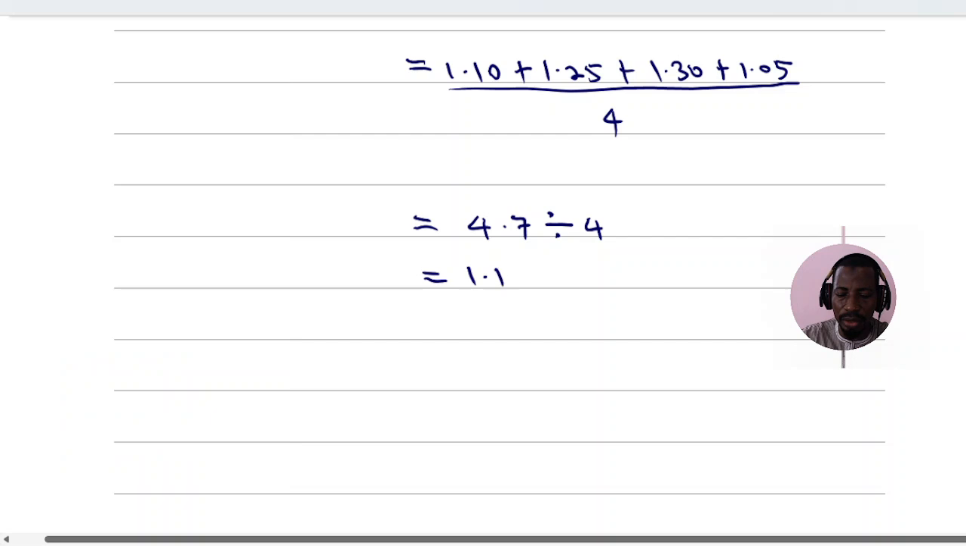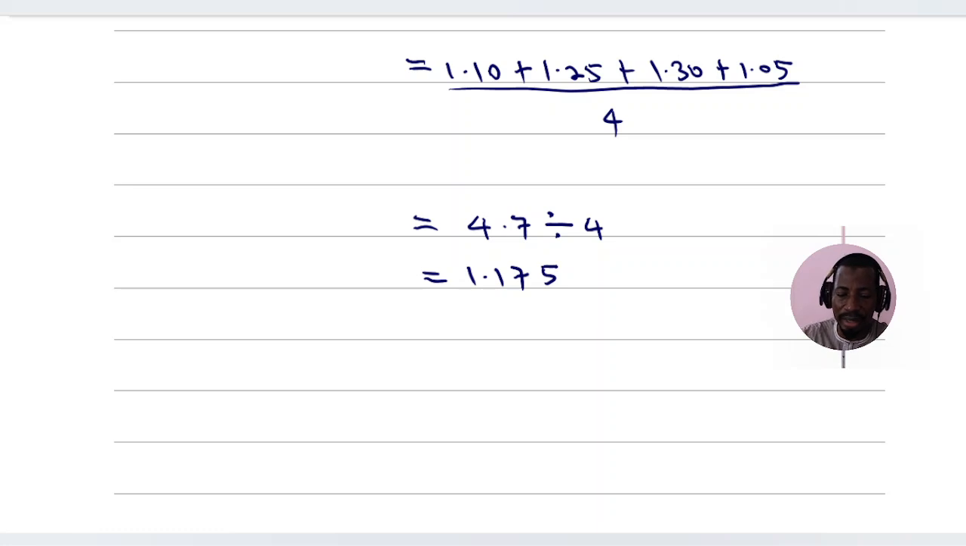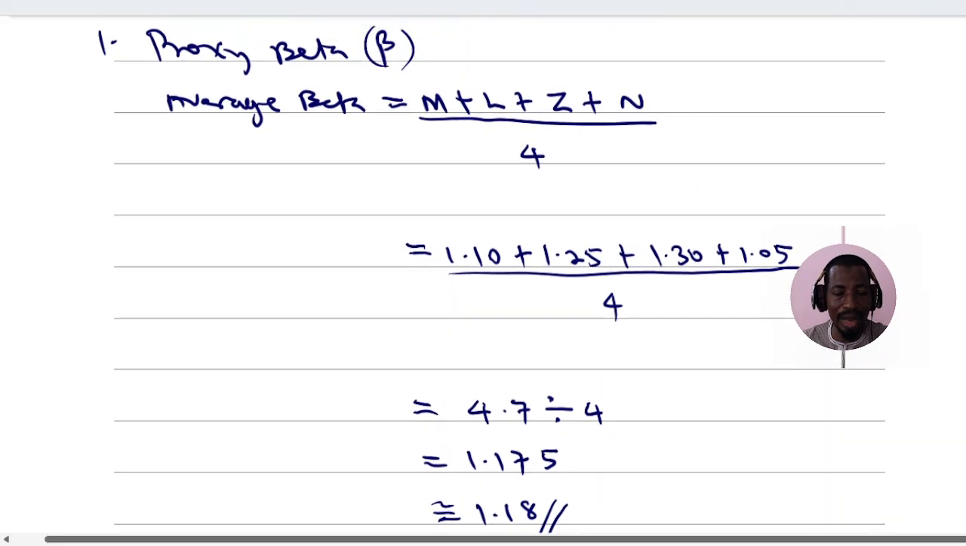This is 1.175. Since the betas given in the question are in 2 decimal places, then I can say 1.18. So approximately 1.18 to be consistent with the way the betas are given in the question. So that's step 1. We have identified the proxy beta.